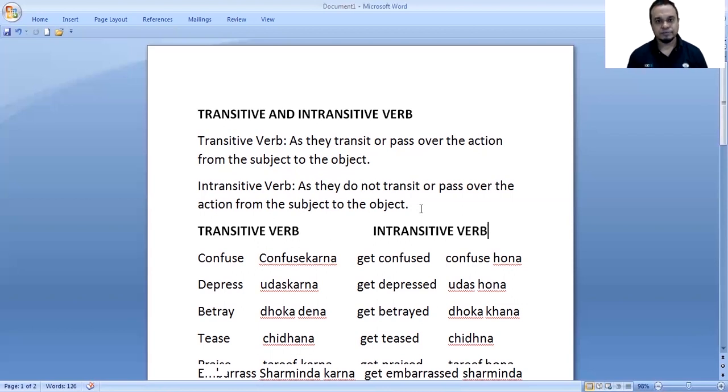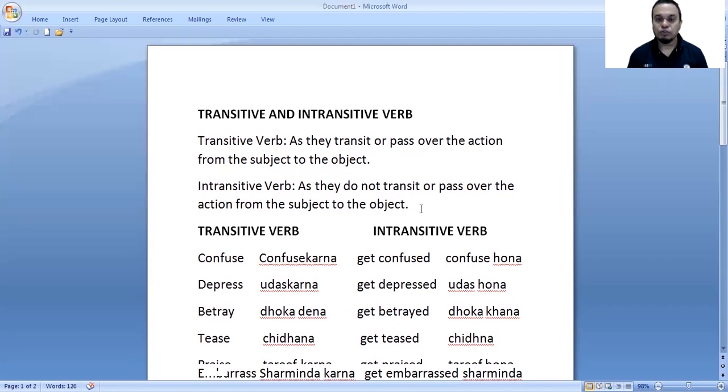He runs. For running, you don't need any object. You can move your leg and you start running. To sleep, you don't need an object to sleep. You close your eyes and you go to sleep. So the transitive verb needs an object to complete its action, and the intransitive verb doesn't need any object to complete its action. It completes its action by itself. So this was the definition of transitive and intransitive verb.